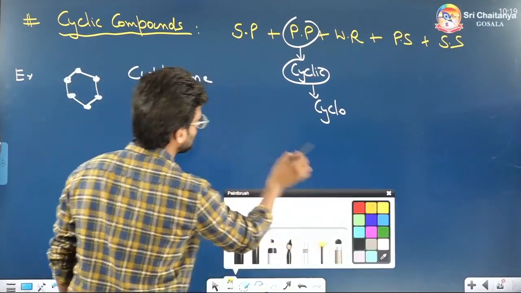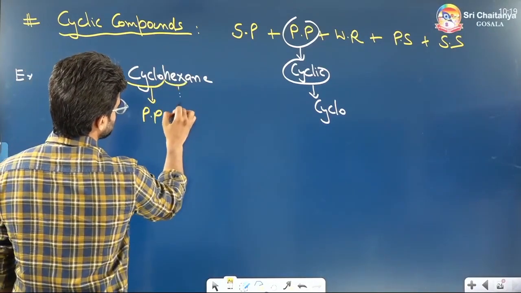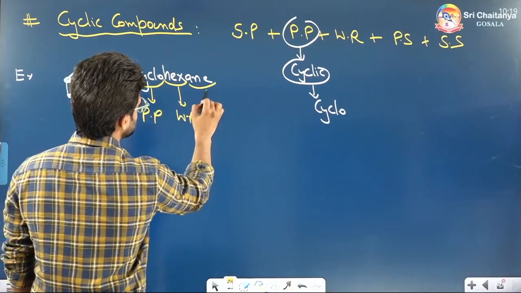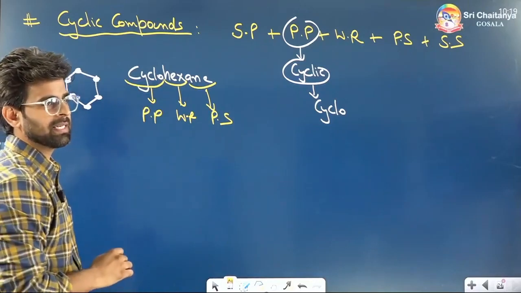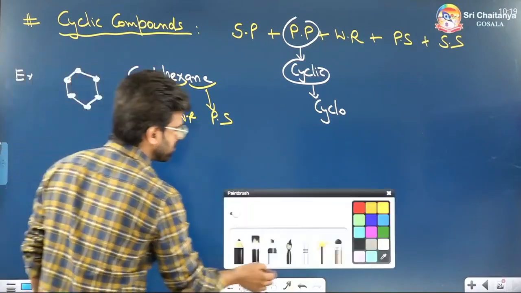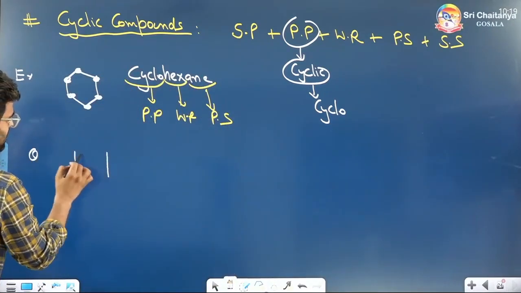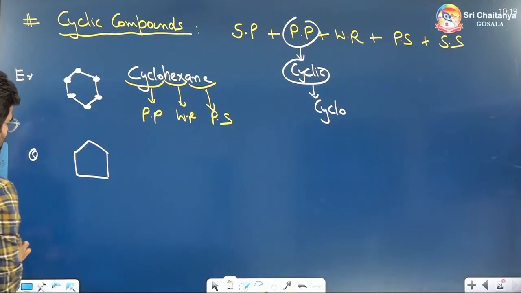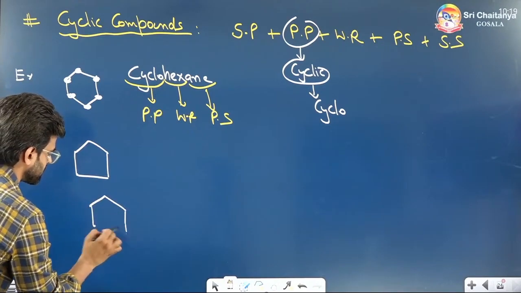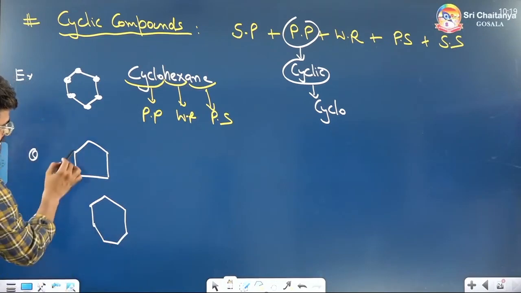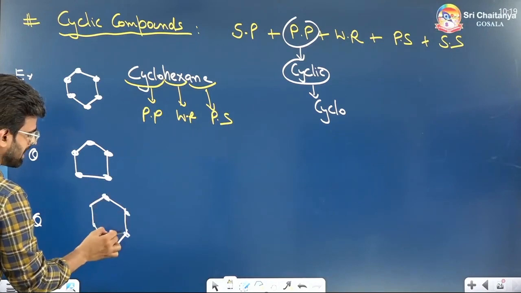In cyclohexane, cyclo is our primary prefix. Hex is the word root. And ane is your primary suffix. Very good. Okay, bacha. Now please give me the name of this compound. Give me the name for this one and for this one also. Fast. Count how many carbons are there and how many carbons here.